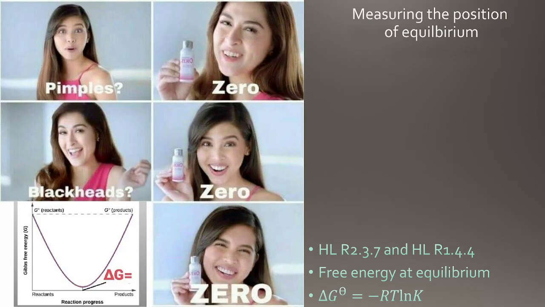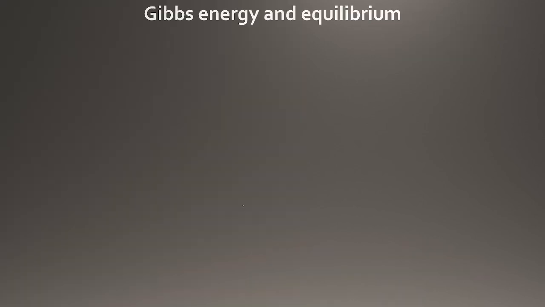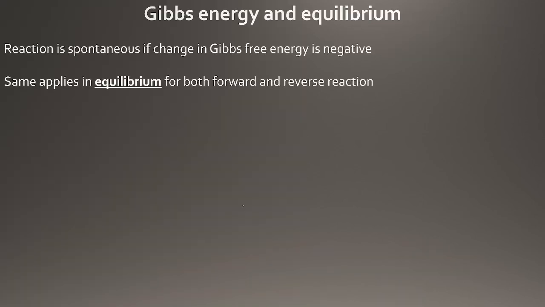Equilibrium and Gibbs energy, how they are connected. First, we start with the microscopic level, and then we start doing those calculations. Alrighty, so what we learned before was that if the Gibbs energy change is negative, then the reaction is spontaneous. Okay, and we can calculate that in a few different ways. Same thing applies for equilibrium reactions.